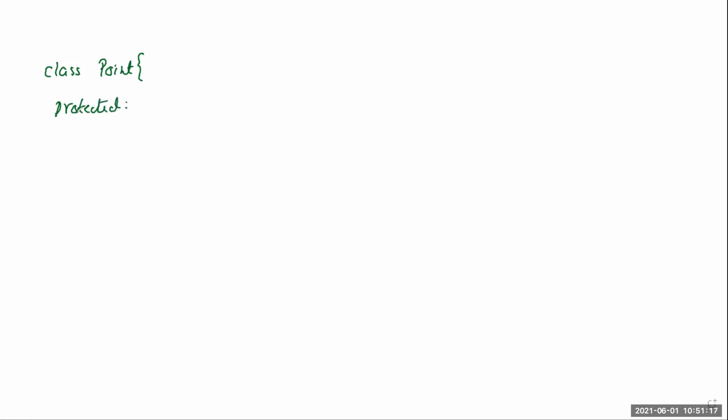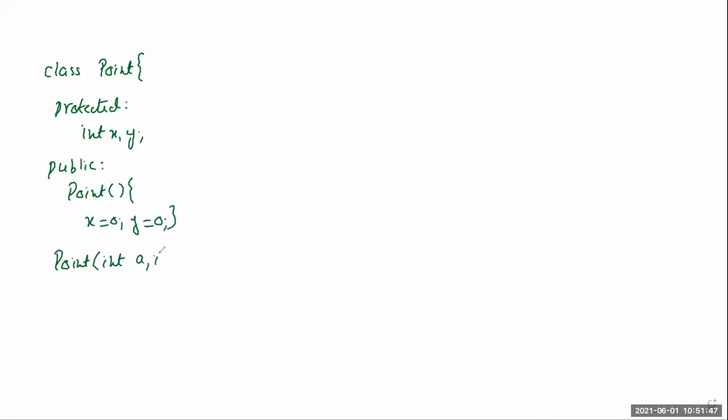Since I plan to do inheritance, I am using protected X and Y. And here I will just make two constructors. One is default and the other is parameterized. So this is the default constructor of the point class. I'm writing X is 0 and Y is 0. And similarly, I'll make a parameterized constructor, say A and B. So you can write X gets the value A and Y gets the value B, and that's it.